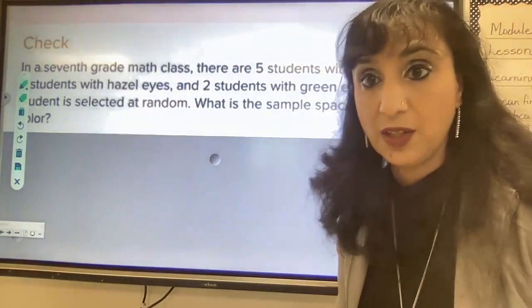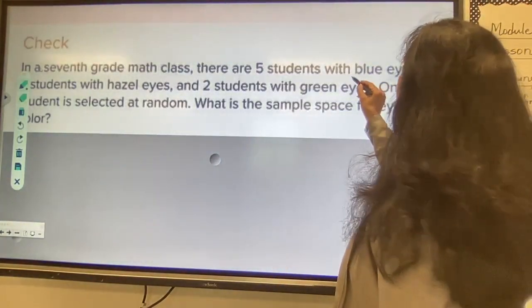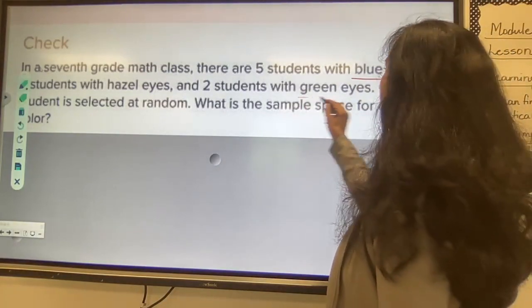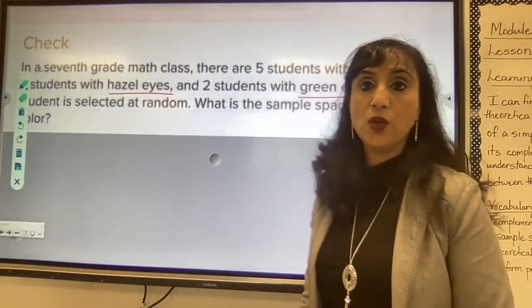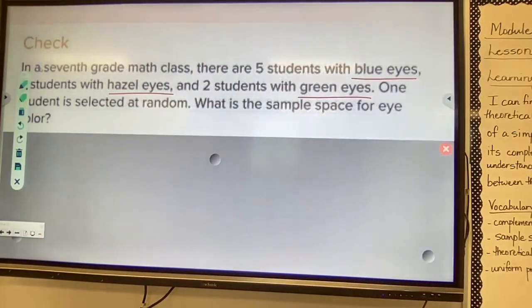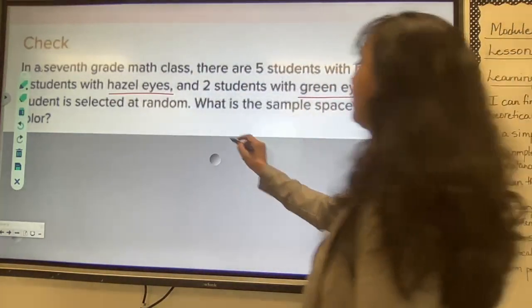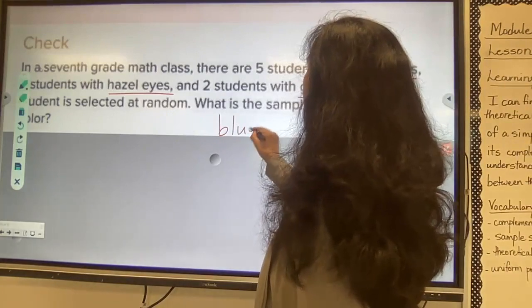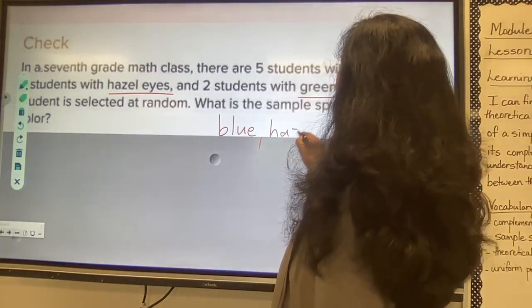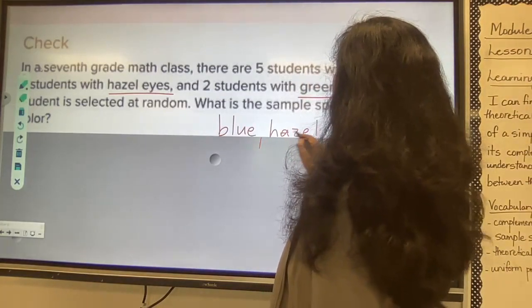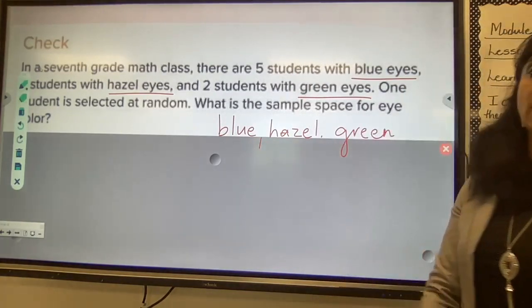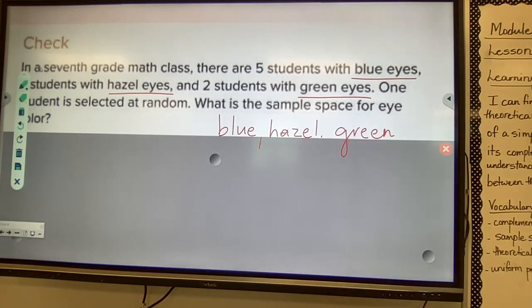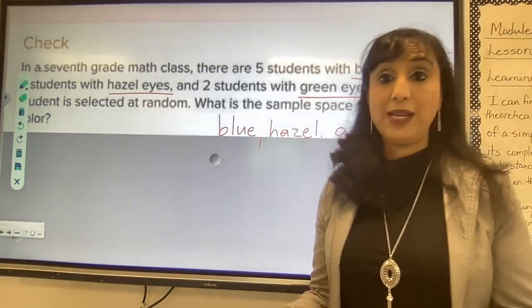So eye color, okay? So we have blue eyes, we have green eyes, we have hazel eyes. So those are my eye colors. So my sample space would be blue, hazel, and green.